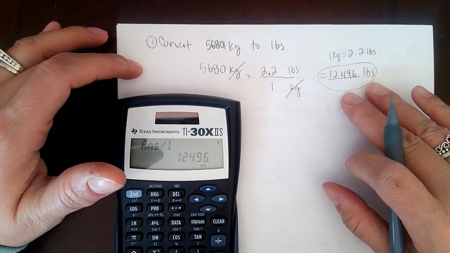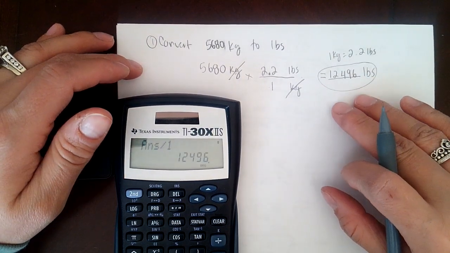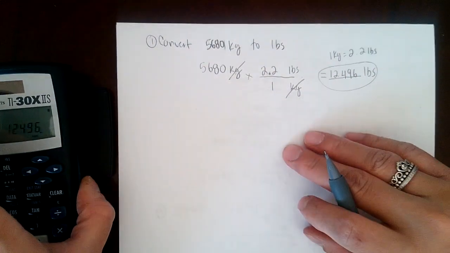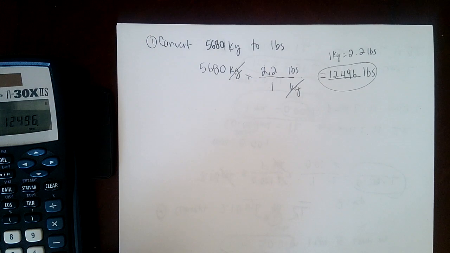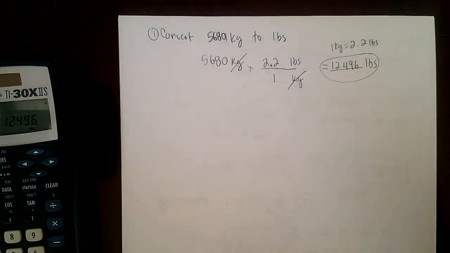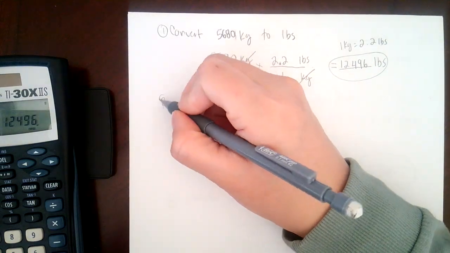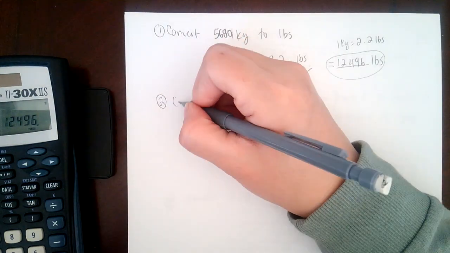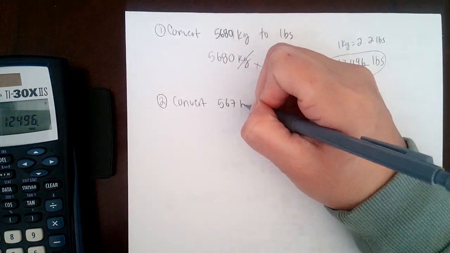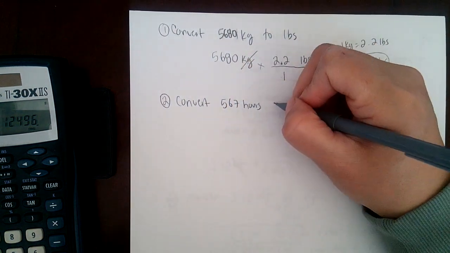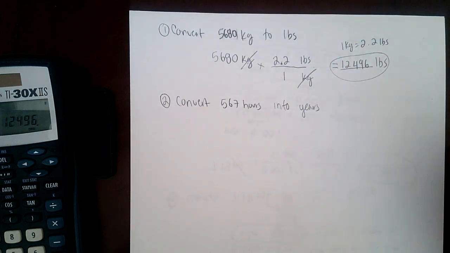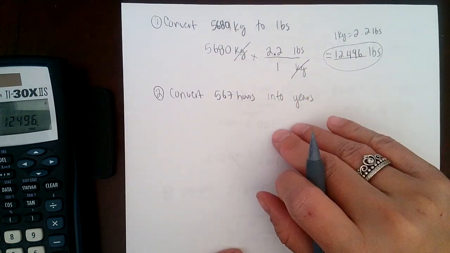Now, I understand there is a couple of multi-step ones. I did not mention them that well in lectures, so I know why some people might have had difficulties with these. So let's do, for example, a time one. I know those tend to be a little bit more challenging. So time one, for example, convert 567 hours into years. All right, so how would I do this one?